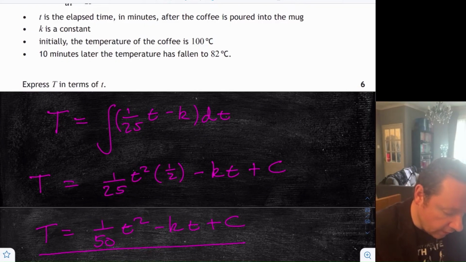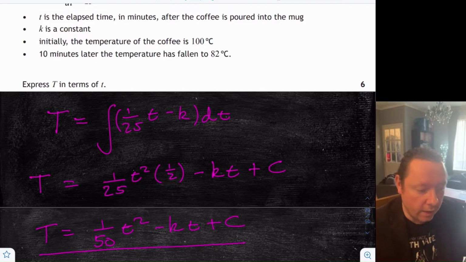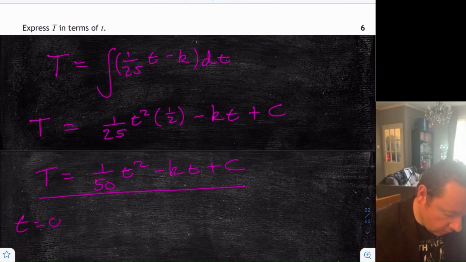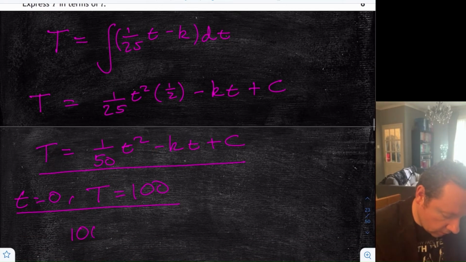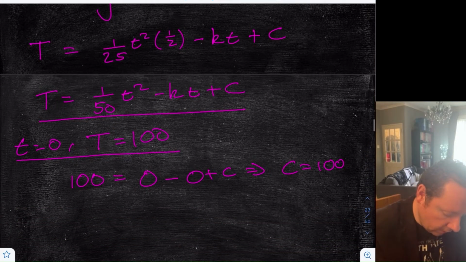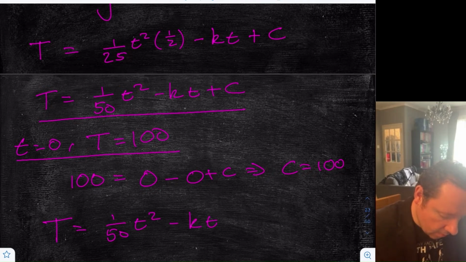It says initially the temperature of the coffee is 100 degrees. 10 minutes later, the temperature has fallen to 82 degrees. Express T in terms of t. So first step, we know that initially, when t is 0, the temperature is 100. So we can say that when t equals 0, big T equals 100. Subbing all that in, we get 100 equals 0 minus 0 plus c. In other words, c equals 100. So we've now got T equals 1/50th of t squared minus kt plus 100.